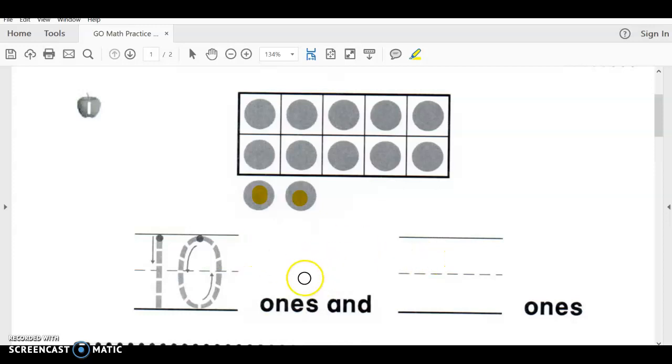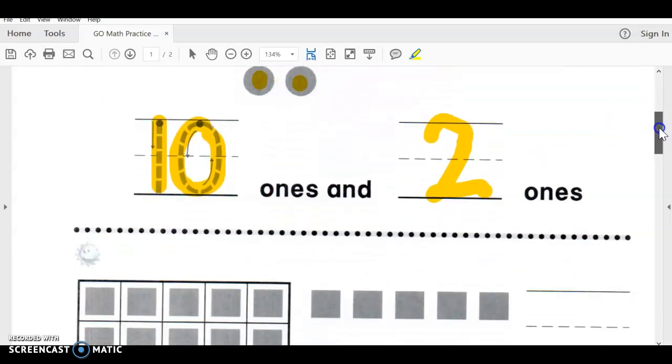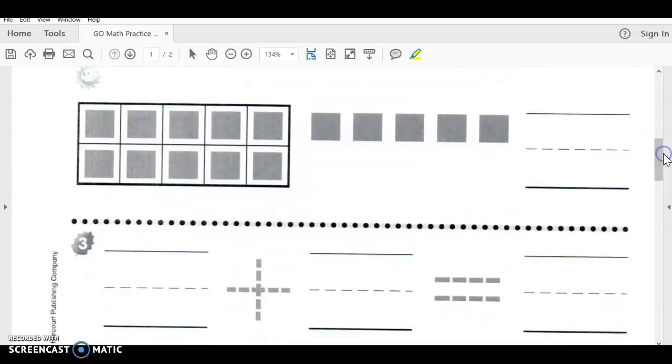So I need to write my number sentence. I know that there are 10 in the 10 frame, so I'll write the number 10. So that's 10 ones. And now I need my extra ones, and I know there's 1, 2 more ones. So I'll write 2. Now I have 10 ones and 2 ones, and I know when I count, that makes 12 altogether.